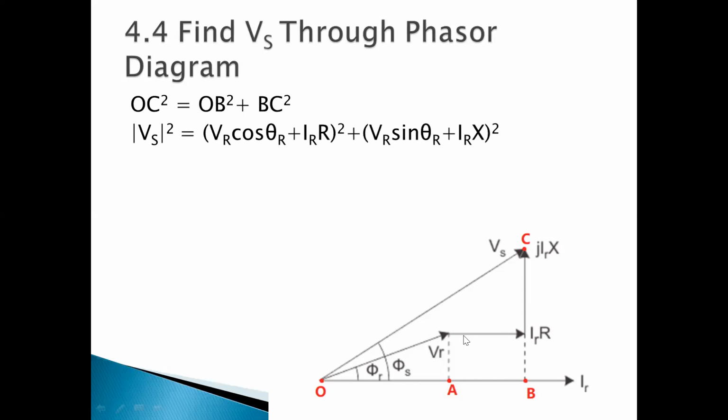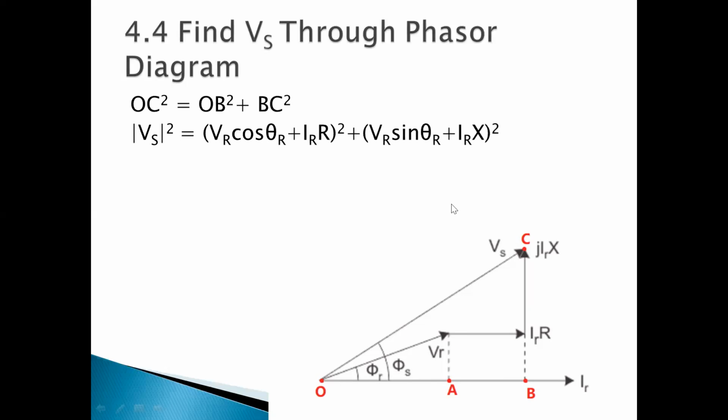It is the same, okay, over here or here. The distance from point A to point B is IR into R. So instead of OB, I have written VR cos theta. The X component of VR is here. So VR x is equal to VR cos theta. So O to A plus A to B. O to A is VR cos theta and A to B is IR into R, squared.